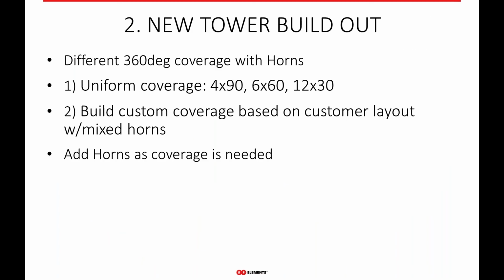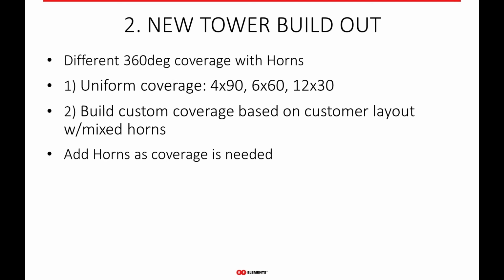So if we go to the new tower build out, this is a much simpler approach, let's say, where you're not augmenting your coverage. There are different types of 360-degree coverage with horns. A lot of people are still stuck on this uniform 4 90-degree, 6 60-degree, or 12 30-degree horns. And really, we offer so many different horn antennas in different beam angles, from 30-degree up to 90-degree in 10-degree steps, that you can build your coverage, and it doesn't have to be this uniform coverage.